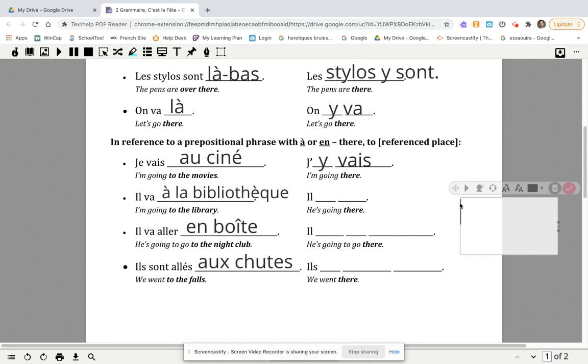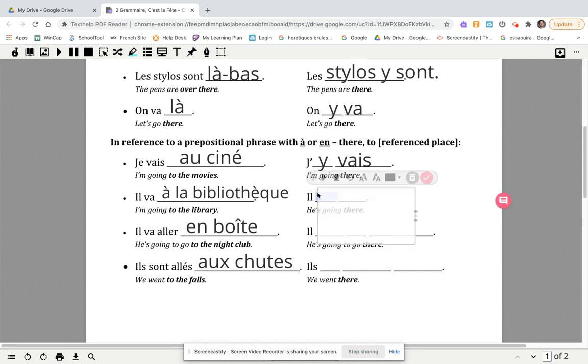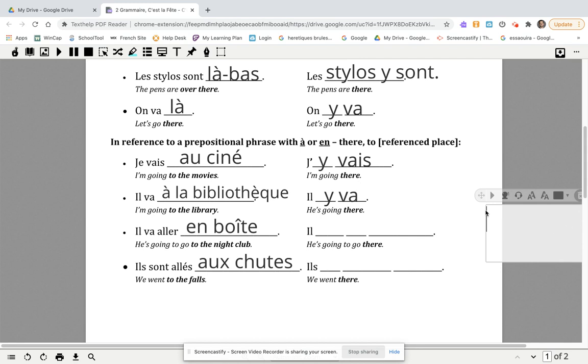I there am going with you. Now, again, notice word order. That's the most important thing, that "y" goes in front of aller. It goes in front of the conjugated verb. So, il va à la bibliothèque. Is he going to the library? You can say, yeah, oui, il y va. He there is going. D'accord? So again, just notice the word order. Il va aller en boîte de nuit.